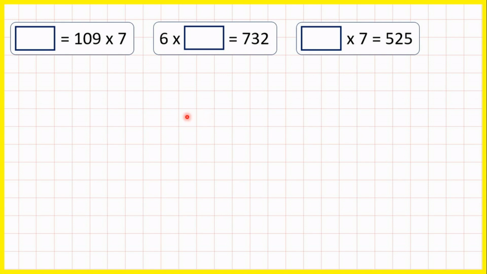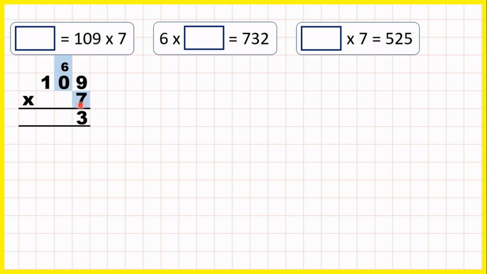Now here we have some missing number multiplications. But for this first question, the missing number is just the answer. That's because it doesn't matter whether the equal sign is at the start or at the end of the calculation like it normally is, we do exactly the same thing. So we just need to work out 109 times 7.